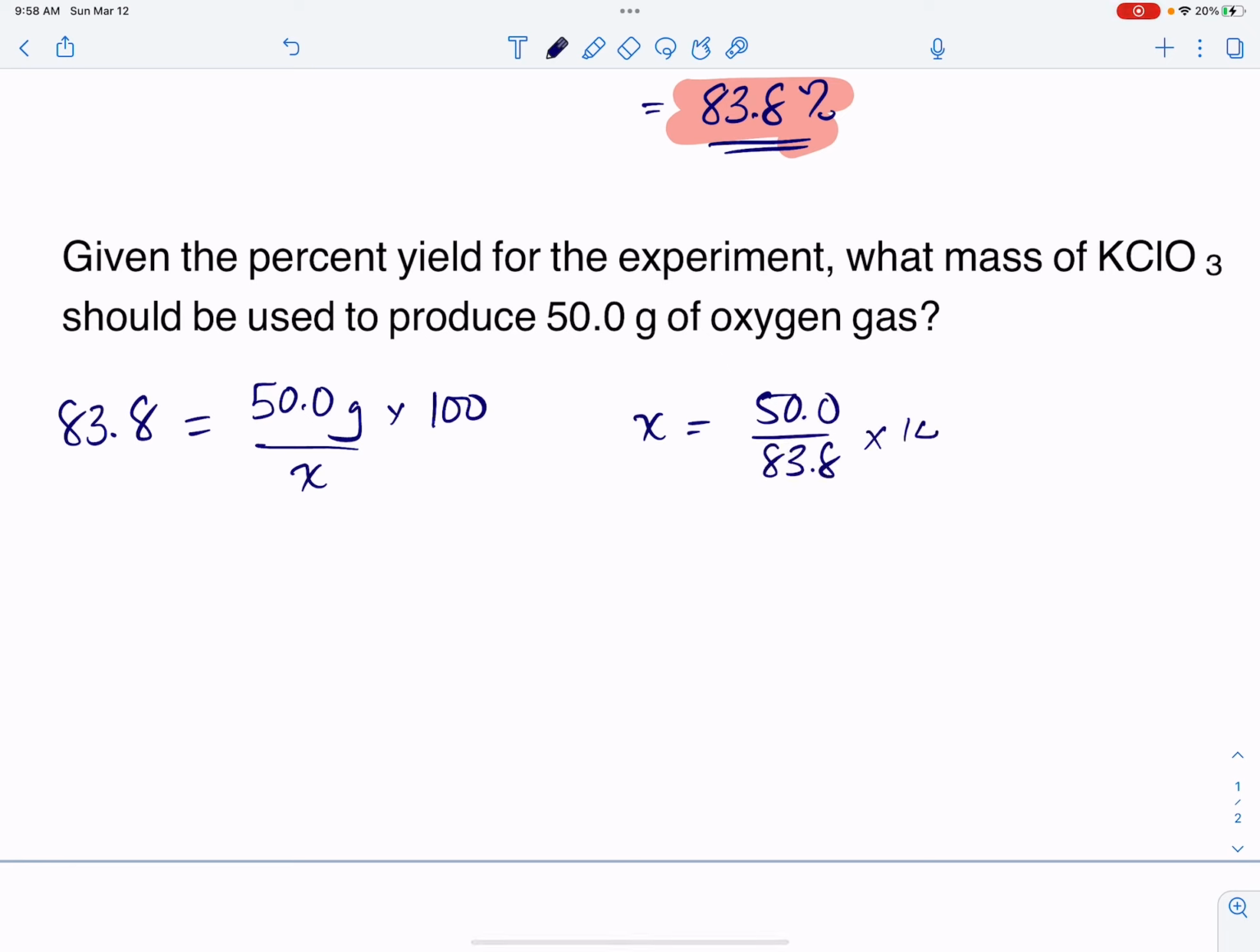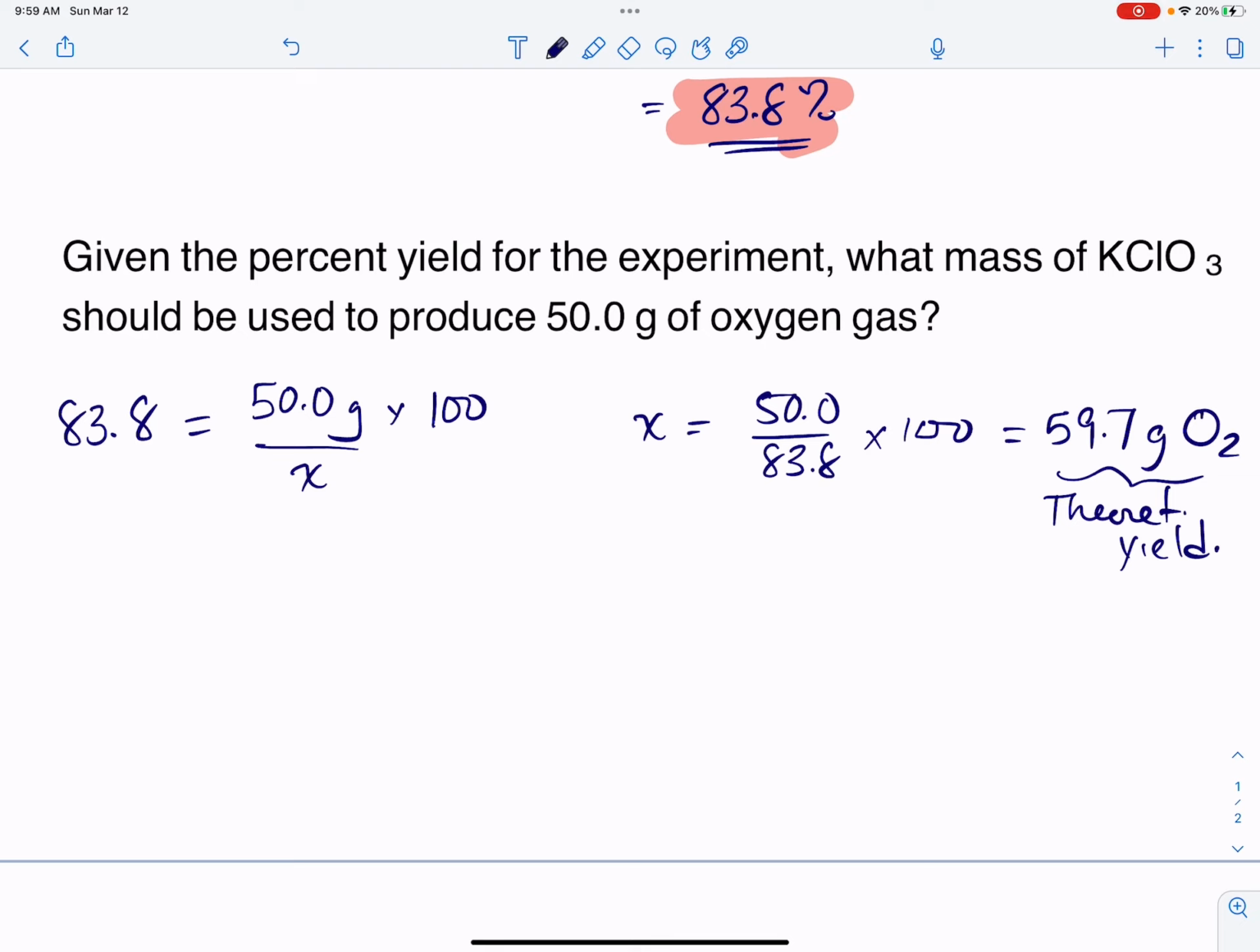So 50 divided by 83.8 times 100. So I should aim to make 59.7 grams of oxygen. This is what my theoretical yield should be. Okay? Think about that. If I aim to make close to 60 grams of oxygen, and I'm only going to get about 84% of what I aim for, then it makes sense. I'll end up getting 50 grams, which is what I'm told I have to make.